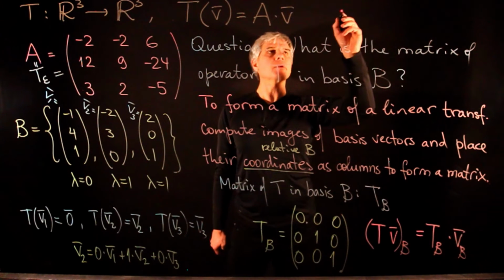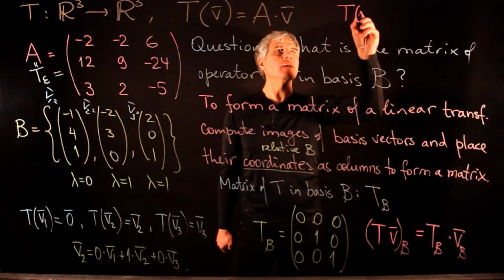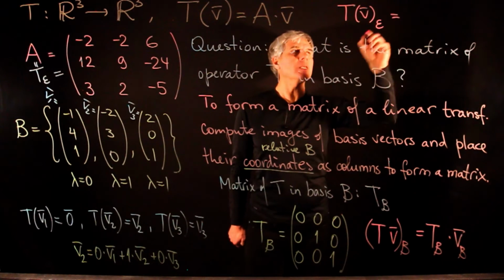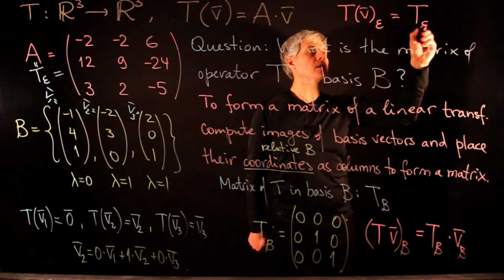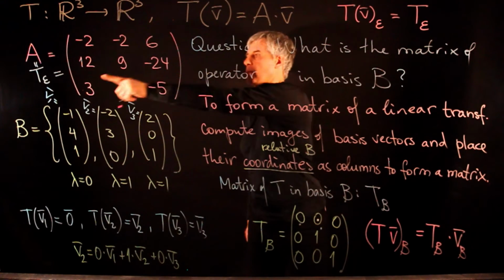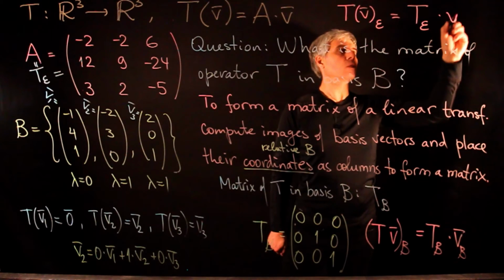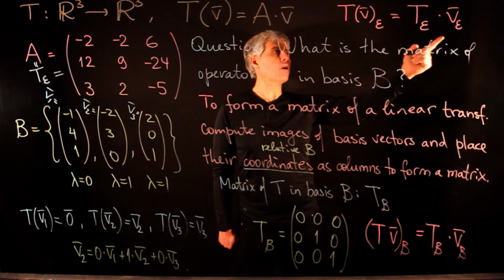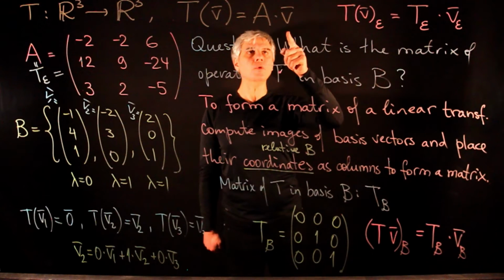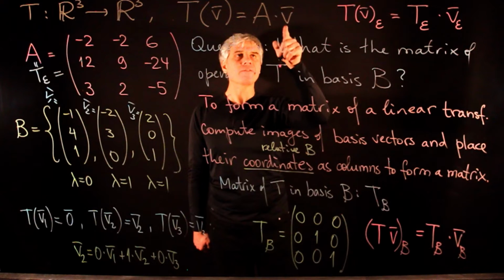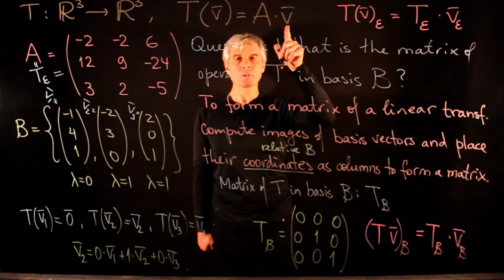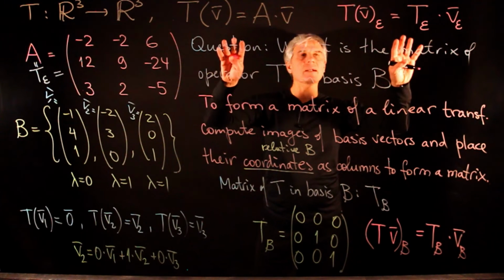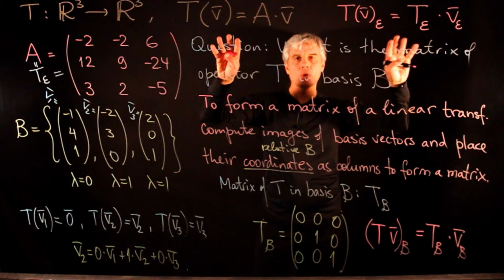So this formula can be rewritten as T of V relative to the basis E is equal to the matrix of operator T in basis E, which is the matrix A, times the standard coordinates of a vector V. And since our standard coordinates are our default coordinates, when we write a vector without any subscripts, we mean the standard coordinates of a vector V. So these are two different ways to write the same formula.